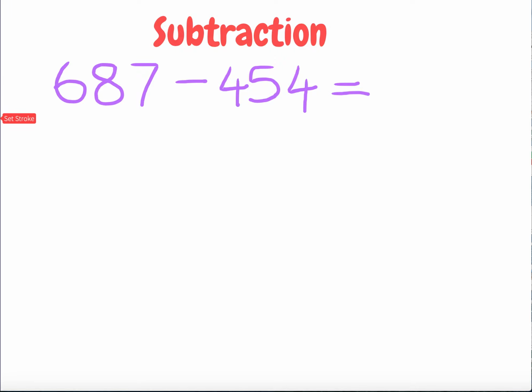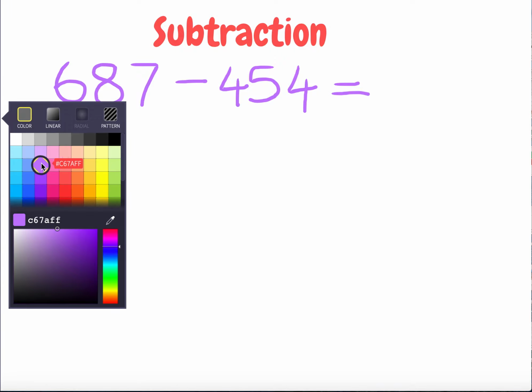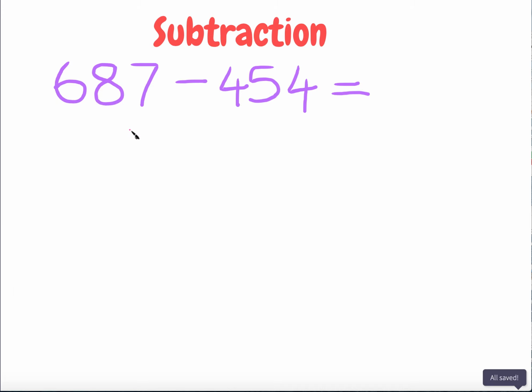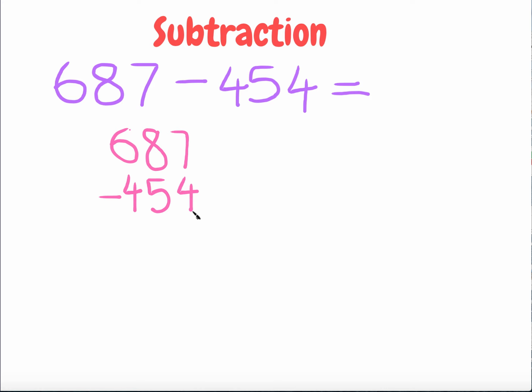Okay, now we have a 3-digit number. Don't worry if the numbers get big. Just keep doing the same thing and you'll get to the answer. It's very, very easy. So write out your algorithm just like before. They have to be all in line. You can't have something out of the line because it's going to ruin all of your working out.